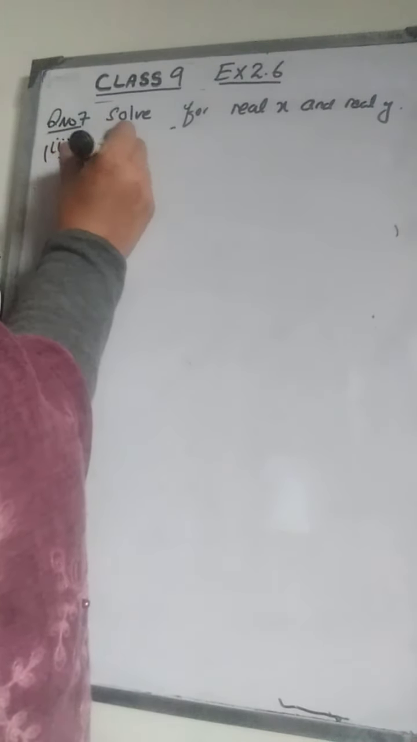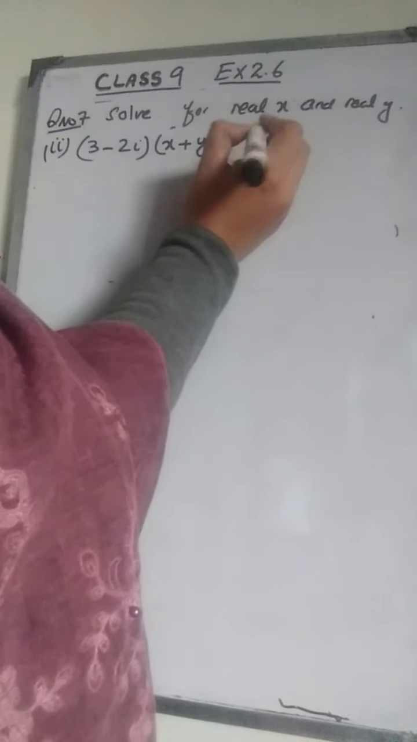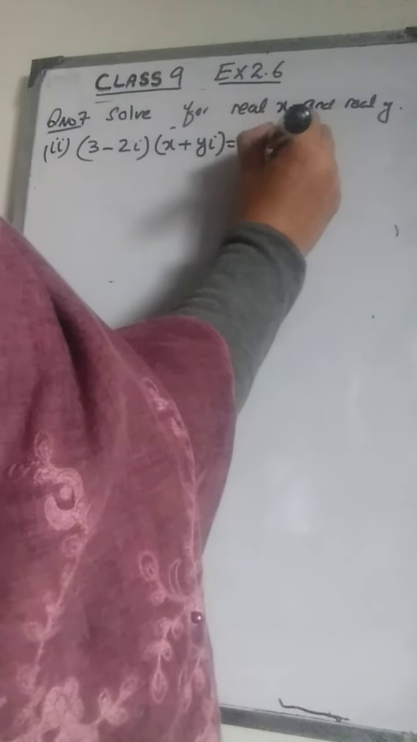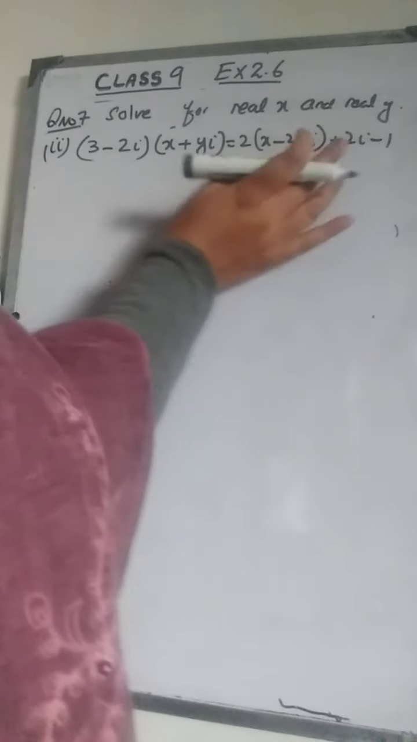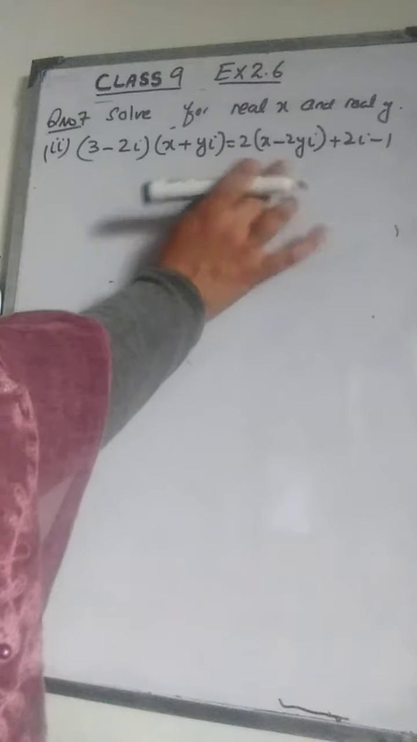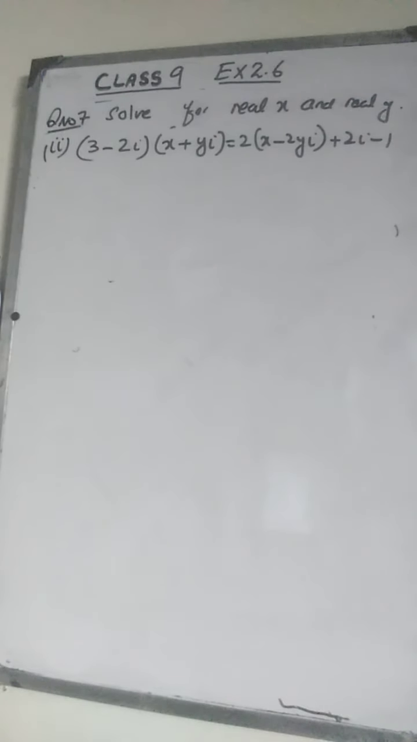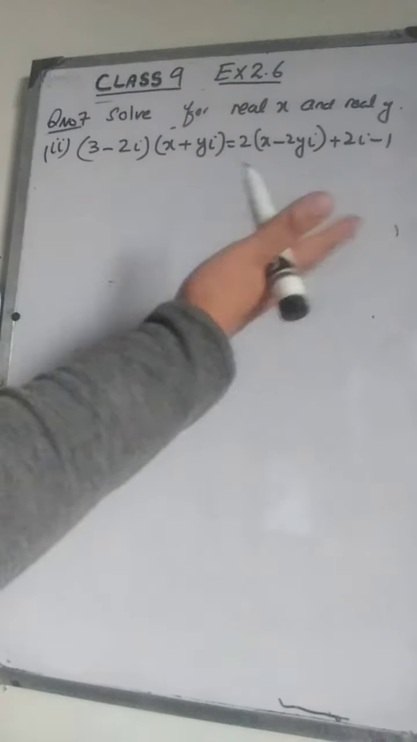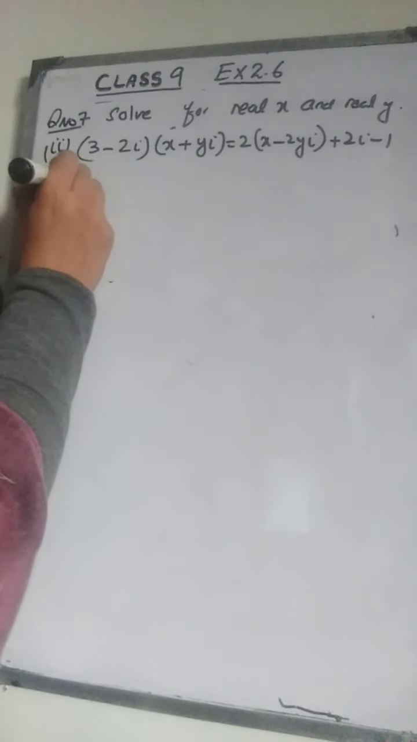Now moving to the next. In the next part we are given that (3 minus 2 iota) into (x plus y iota) is equal to 2 into (x minus 2y iota) plus 2 iota minus 1. Now in this question we have some simplification required on the right hand side as well as on the left hand side. So we are going to simplify them first, and after getting a single complex number over here and here, we are going to compare the real and imaginary parts and proceed in the same way as we did in part 1.